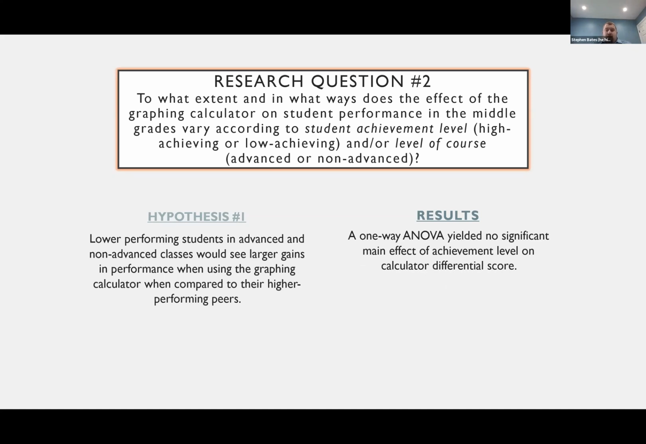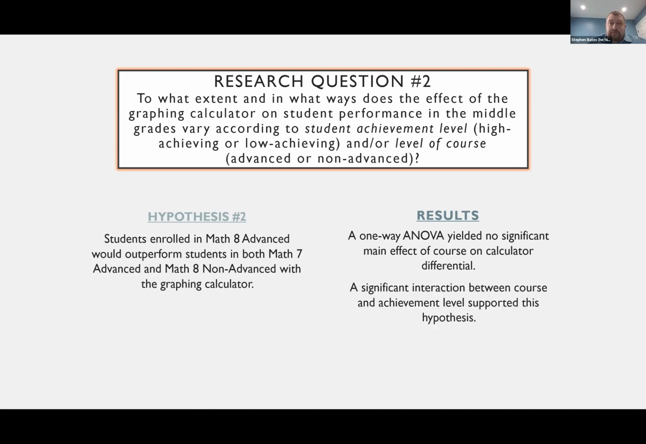For my second research question, I had a few hypotheses. So first hypothesis was that lower performing students in advanced and non-advanced classes would see larger gains in performance when using the graphing calculator when compared to their higher performing peers. However, a one-way ANOVA yielded no significant main effect of achievement level on calculated differential score.